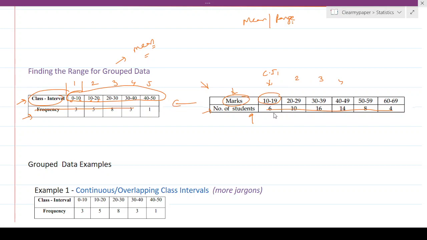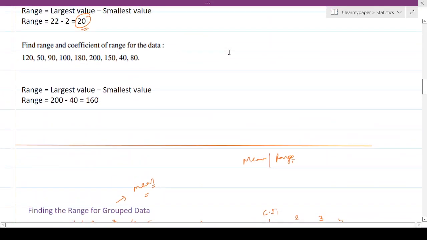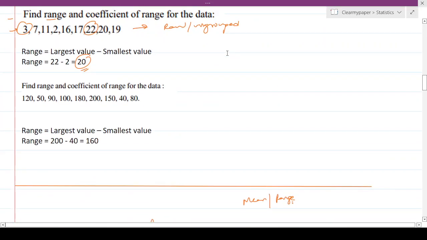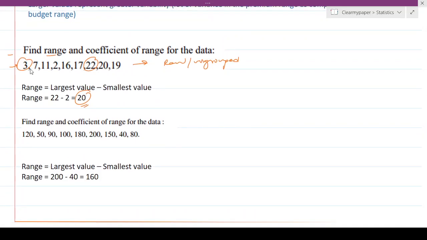The way we read this is 6 students in the class got marks anywhere between 10 to 19. 10 students in the class got the marks anywhere between 20 to 29. 16 students in the class got marks anywhere between 30 to 39. So like that, we are getting a range. We don't get the exact number like how we got here. Let's say if I say over here it's 1, 2, 3, 4, 5, 6, 7, 8, 9. Let's say these are the marks for 9 students in the class.